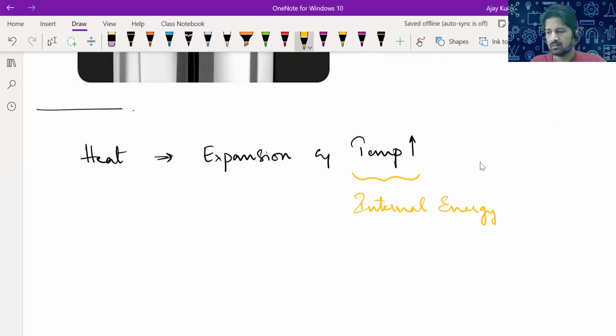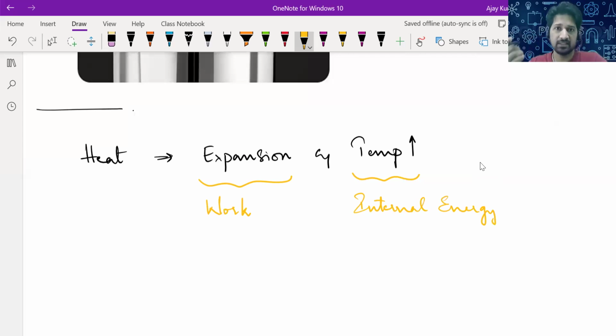Okay, now it would also result in expansion of the object, whatever it is that you are supplying heat to. When an object expands, it can push the surroundings. Okay, so basically what happens when you push something, you are doing work. Okay, you are exerting a force, and if it results in some displacement, then some work is also being done, right? So in this process of expansion, work can be done.